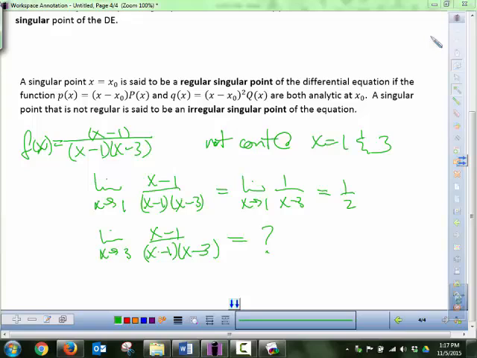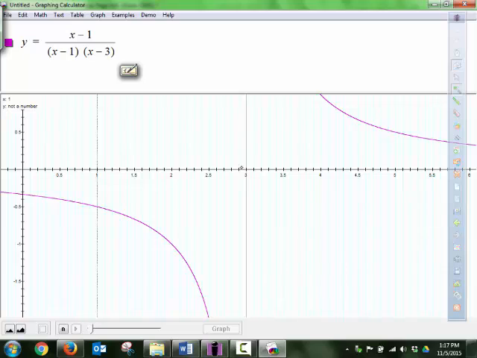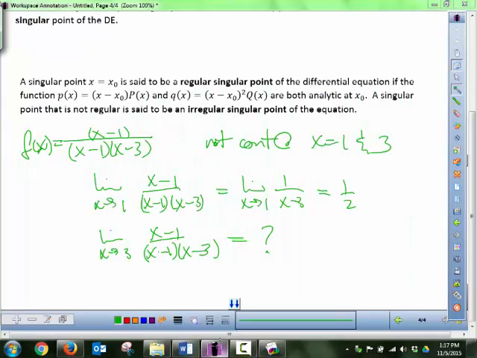Yeah? That would be a hole, yeah. It would not be continuous because there's a hole there. Versus at 3, where it's not continuous and there's no way you can fix that, because one side goes to negative infinity and the other goes to positive infinity. So that's the definition of a regular singular point.